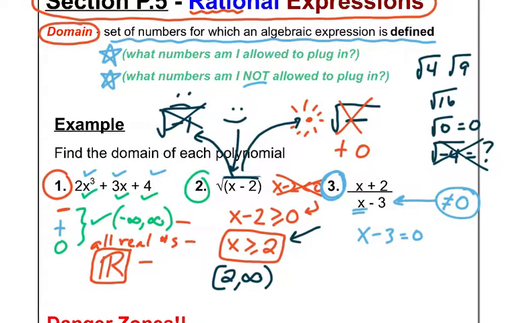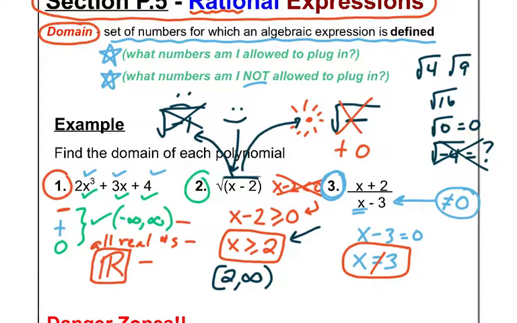So let's pretend. What would make the denominator equal to 0? Let's find out. Let's solve x minus 3 equals 0. Add 3. Cool. So it looks like the number 3 is going to make the denominator 0. Do we want that number? Heck no, because that would make the denominator 0. So the domain here would be x does not equal 3. That means all real numbers are awesome, but just not 3.